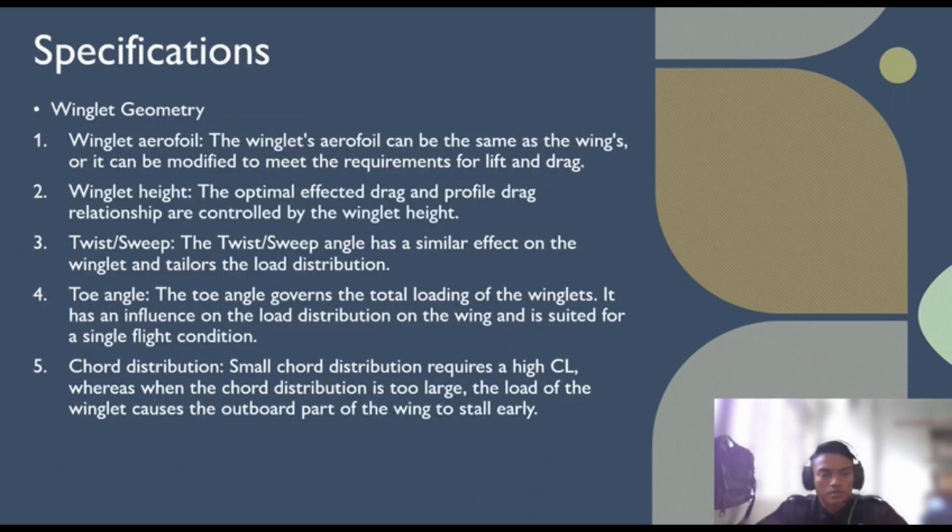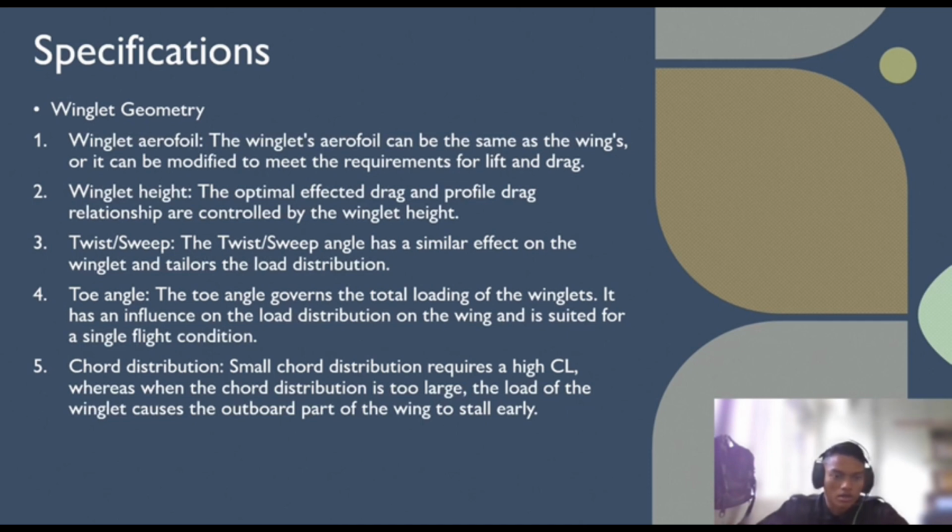Specification: winglet geometry. First, winglet airfoil. The winglet airfoil can be the same as the wing, or it can be modified to meet the requirements for lift and drag. Winglet height. The optimal induced drag and profile drag relationship is controlled by the winglet height. Third, twist or sweep. The twist and sweep angle has a similar effect on the winglet and tailors the load distribution.